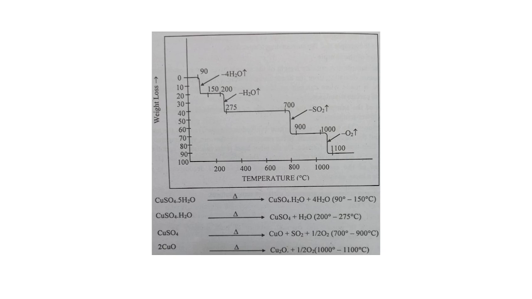Okay, so depending on the requirements, copper sulfate is ignited at the appropriate temperature. Means now you know at which temperature dehydration will take place, at which temperature it will be converted to cuprous oxide. So everything you know. Once you know this correct information, you can use copper sulfate in the proper temperature range for its application.